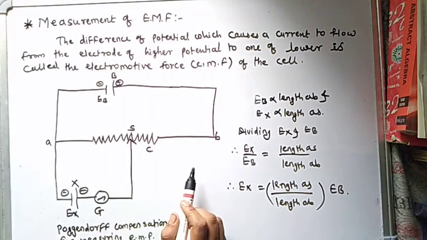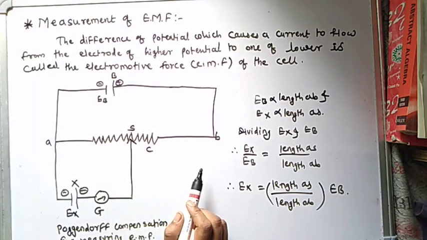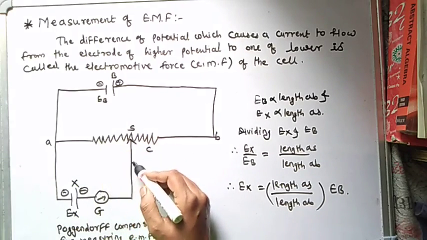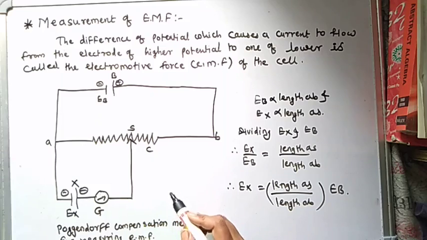The measurement of EMF is done by the potentiometric method, and these potentiometers for EMF measurements operate on the Poggendorff compensation method. By using this principle, the unknown EMF is opposed by another known EMF until the two are equal. So this is the setup for the Poggendorff compensation method for measuring the EMF.